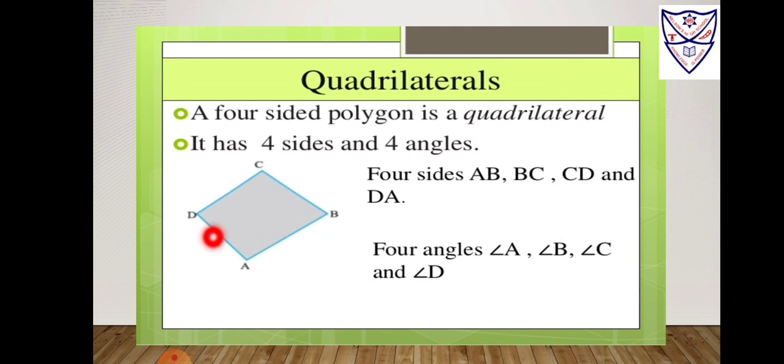Now what are vertices? The point where two sides of a polygon meet is called its vertex, and the plural is known as vertices. For example, here vertex A, vertex B, vertex C, vertex D. So these are known as vertices.